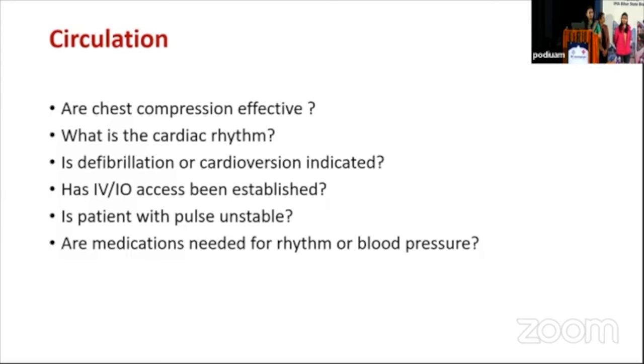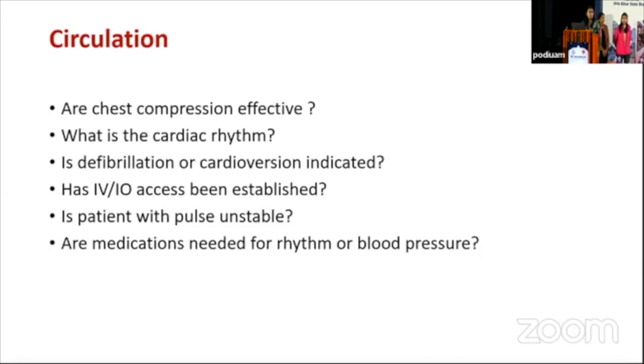By chest compression. So we have to see that our chest compression should be effective. Then we have to recognize the rhythm of the cardiac arrest. We have to manage accordingly whether defibrillation is required or not. We have to put an IV line. We have to see what type of rhythm the patient has.